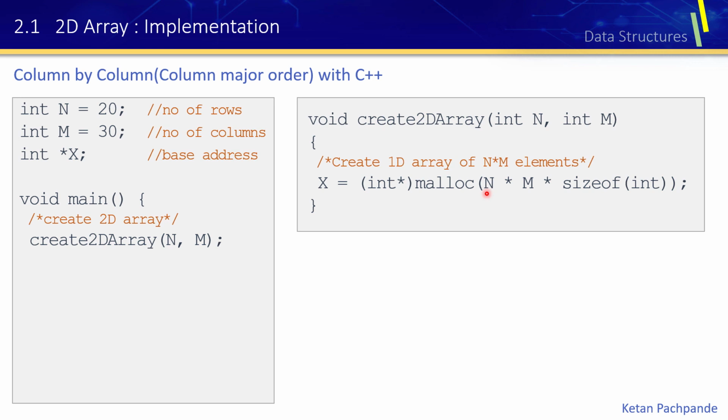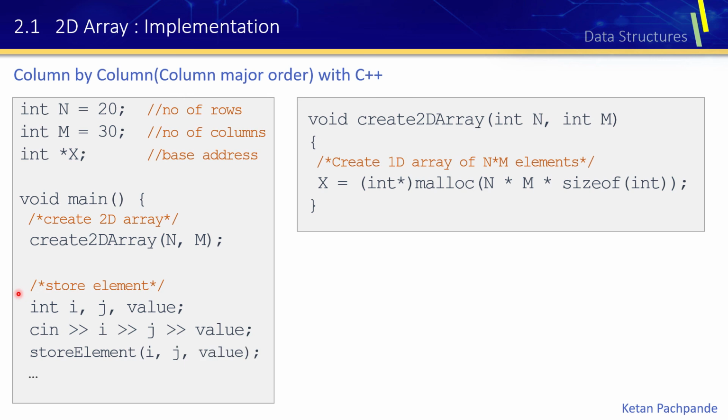In the 1D arrays, I have told you how to allocate the memory dynamically for the given number of elements. So here n into m is the total number of elements, along with the size of each element. And I get the base address of the one-dimensional array. With respect to this base address, I am going to access all the rest of the elements of the two-dimensional array.